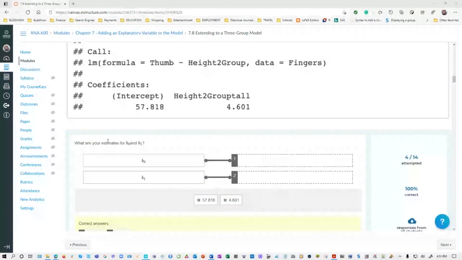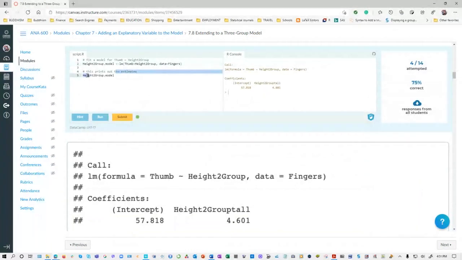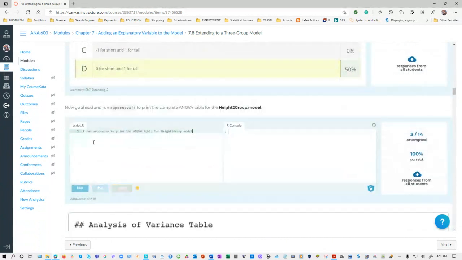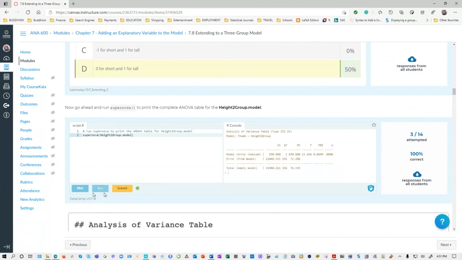You already got the height two group model. You get the complete ANOVA table. I'm going to run Supernova of this one and this one. That would give you this.